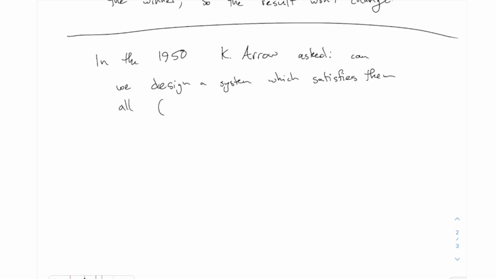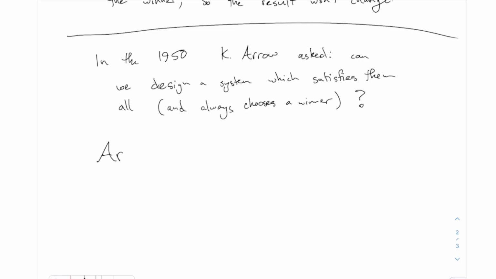And I'll say parenthetically, and always chooses a winner. That's the bad thing about the Condorcet method. It does satisfy them all, but it doesn't always choose a winner. Can we design a system which satisfies all of those properties and also chooses a winner? And Arrow discovered the answer is no.